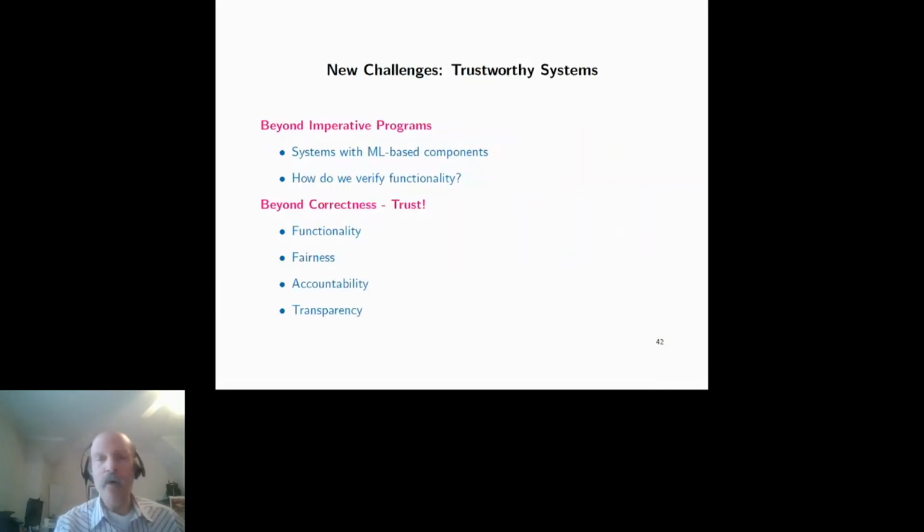And finally, I will conclude that the focus has been so much on just correctness and security. But now we have a wider notion of trustworthy systems. And partly it is driven by the progress in machine learning. We now have systems with machine learning components. We have autonomous cars, where some controllers are basically built by deep reinforcement learning. How do we verify functionality there? That's a very hot research area.